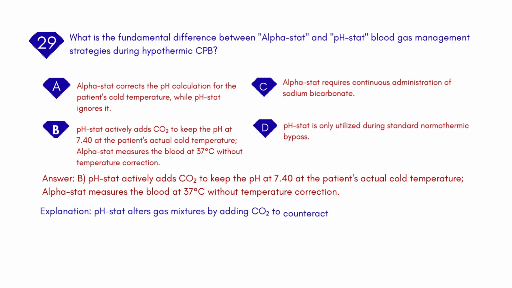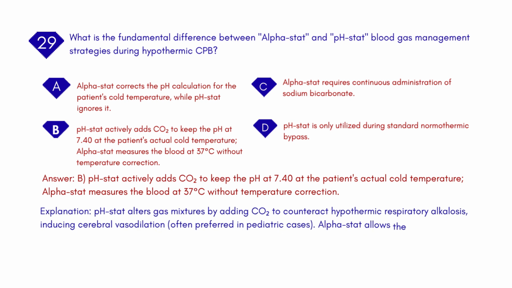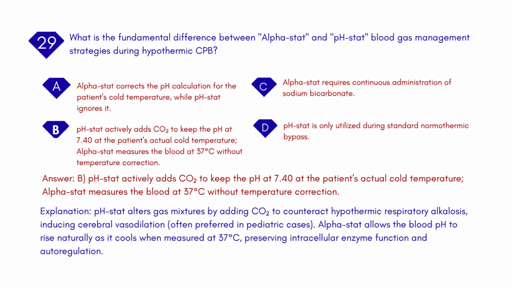Explanation: pH-stat alters gas mixtures by adding CO2 to counteract hypothermic respiratory alkalosis, inducing cerebral vasodilation, often preferred in pediatric cases. Alpha-stat allows the blood pH to rise naturally as it cools when measured at 37°C, preserving intracellular enzyme function and autoregulation.